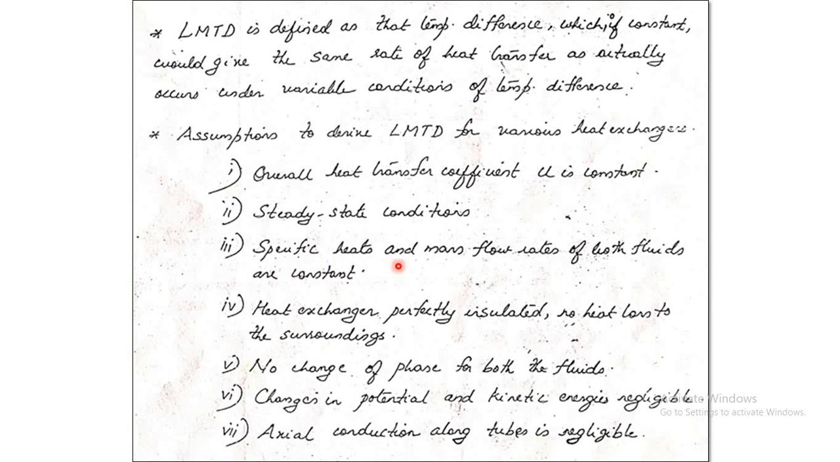Then the specific heats and mass flow rates of both fluids are constant throughout. The heat exchanger is perfectly insulated. That means there is no heat loss to the surroundings. The other assumption is there is no phase change for both fluids.